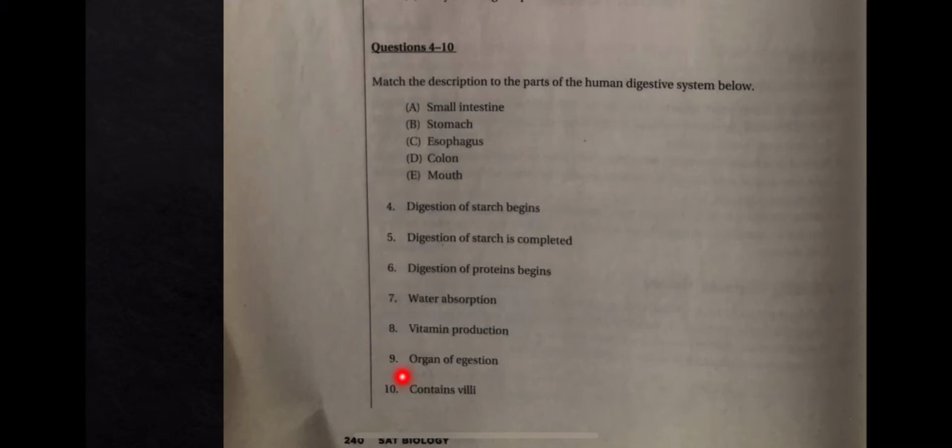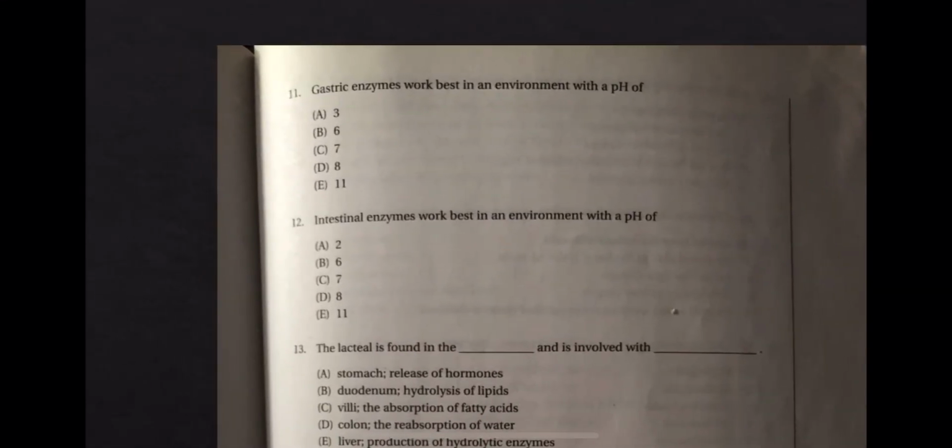Question 9. Digestion or elimination of undigested food. So 9 is D, colon. Which of those contains villi? Villi in the small intestine for absorption. So the answer of number 10 is A, small intestine for absorption.